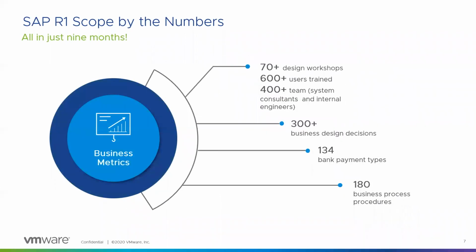From business metric, we can see we actually conducted over 70 design workshops and trained over 600 users. And we also made 300 plus business design decisions and implemented 134 bank payment types. So that's really lots of work in 9 months, right?